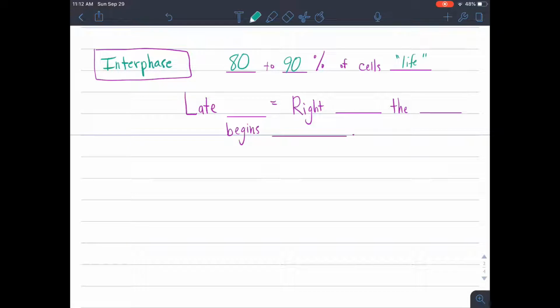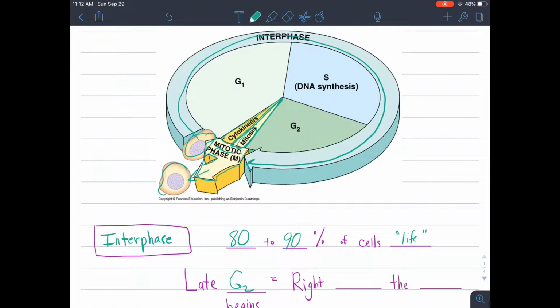And at the end of interphase, there's this phase called G2. So let's just find that real quick. It's this huge piece of the pie right here, which means that G2 is a big part of the cell's life. It's almost a third of the cell's life.